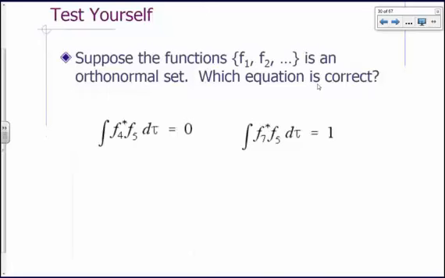Which of these is correct, the first one or the second one? The first one's correct. f4 star f5: if it's an orthonormal set and you have two different functions in your integral, then your integral is 0. How about the second one? That should be equal to 0. We say f7 and f5 are orthogonal to each other.